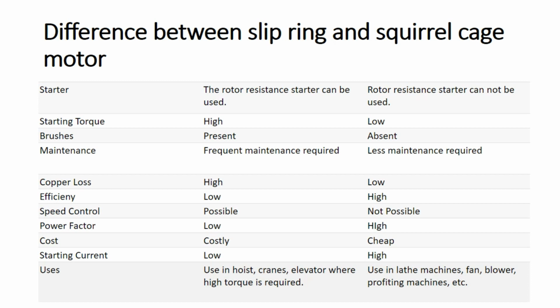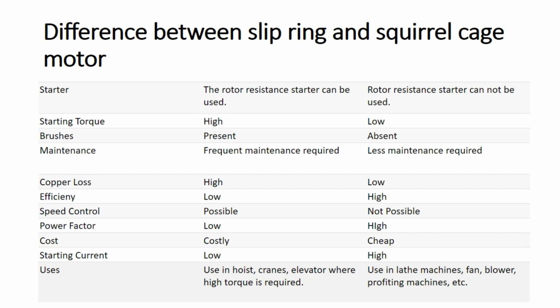The starting torque of slip ring induction motor is high, whereas the squirrel cage motor has low. Brushes are required in a slip ring motor, but they are absent in a squirrel cage motor. Frequent maintenance is required in a slip ring motor, whereas in a squirrel cage motor less maintenance is required. The copper loss in a slip ring motor is very high, whereas in squirrel cage rotor it is low. Efficiency of slip ring motor is low, whereas the squirrel cage motor is high.